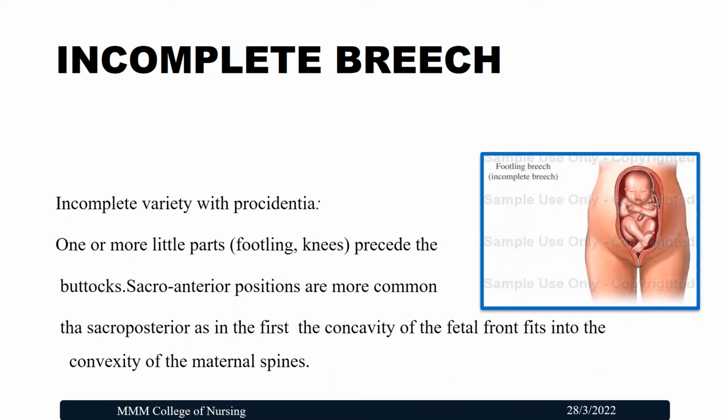The second one is incomplete breech. Incomplete variety with procidentia: one or more little parts, such as feet or knees, precede the buttocks. Sacro-anterior positions are more common. In the sacro-posterior, as in the first, the concavity of the fetal front fits into the convexity of the maternal spine.